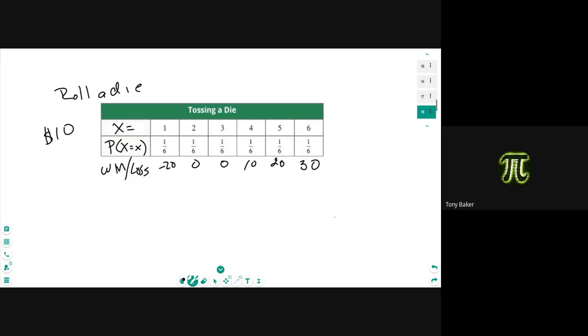So the only difference between what you just did and what you're doing now is you're not using the 1, 2, 3, 4, 5, 6. You're going to use the negative 20, 0, 0, 10, 20, and 30. So find me the expected value of this game.